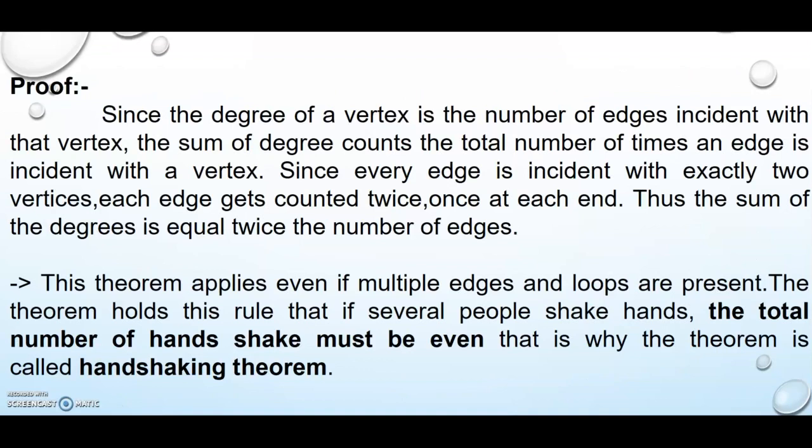The proof for this: since the degree of a vertex is the number of edges incident with that vertex, the sum of the degrees counts the total number of times an edge is incident with a vertex. Since every edge is incident with exactly 2 vertices, each edge gets counted twice, once at each end. Thus, the sum of the degrees is equal to twice the number of edges. This theorem applies even if multiple edges and loops are present, and it holds the rule that if several people shake hands, the total number of handshakes must be even. That is why the theorem is called the handshaking theorem.